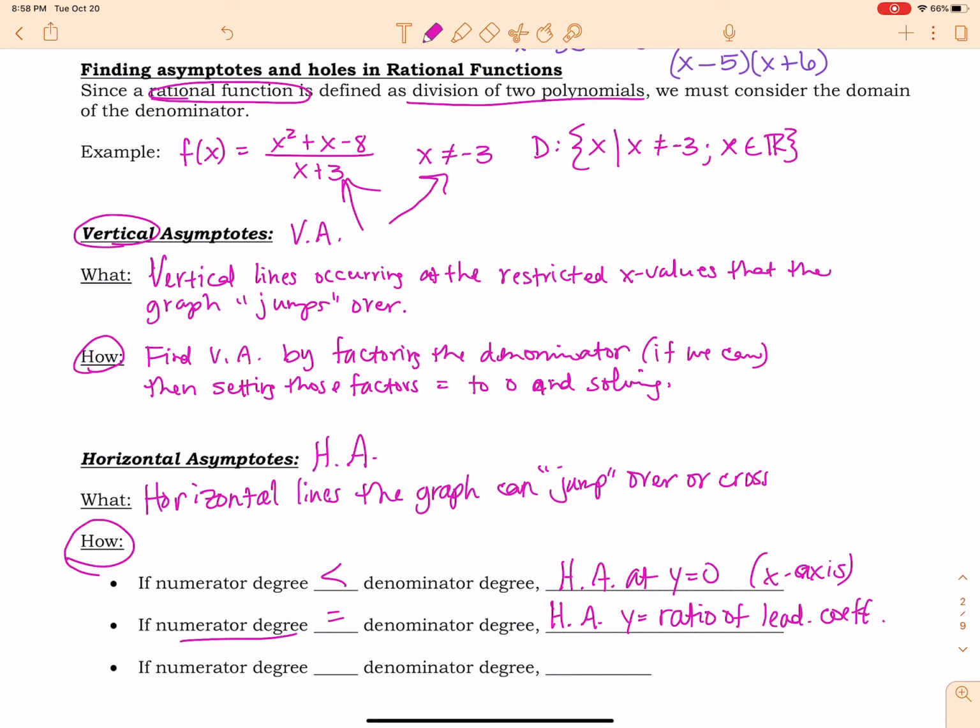This will make sense when we do problems. If your numerator degree is greater than your denominator degree, then you do not have a horizontal asymptote. There's no such animal. So that is essentially how we do vertical and horizontal asymptotes. In the next video, we're going to actually do some examples so these make more sense.